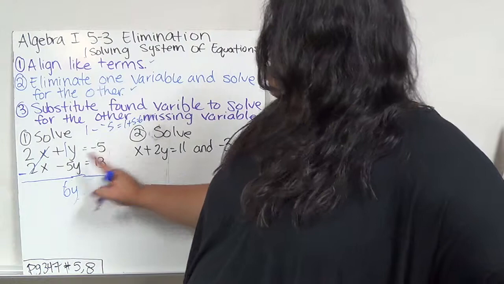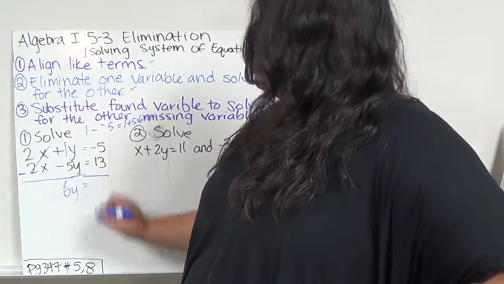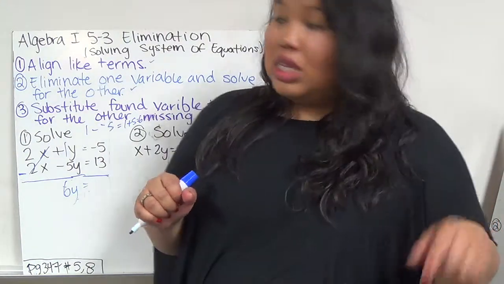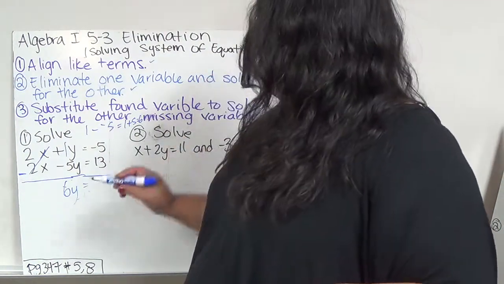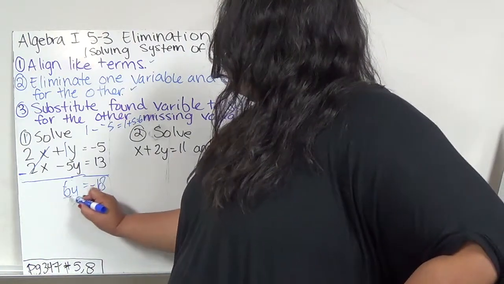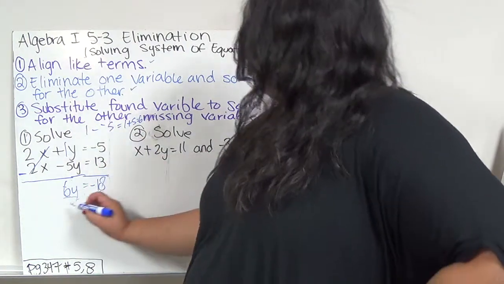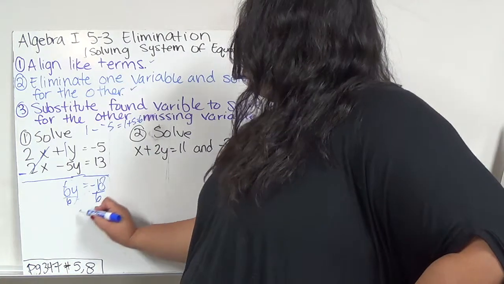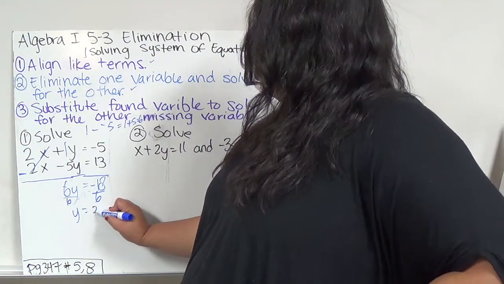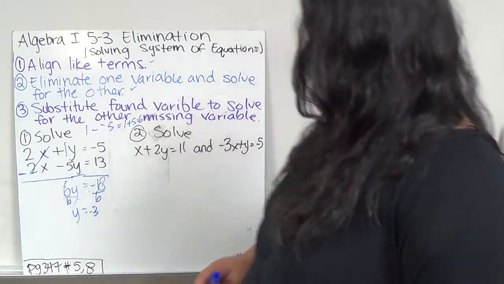And then negative 5 minus a negative 13. So negative 5 on the timeline goes more down to negative 13. So this would be negative 18, right? Then I can solve for this other variable. Divide by 6, y equals negative 18 divided by 6, which is negative 3. So I have a y.